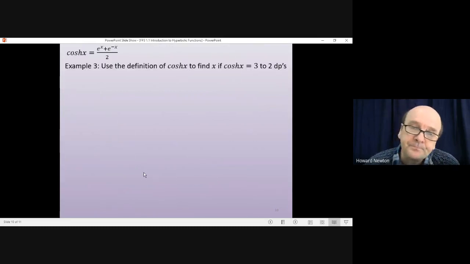Example 3, use the definition of cosh x to find x if cosh x is equal to 3. And we're asked to find that to 2 decimal places. So this time we know the answer, so we'll be saying e to the x plus e to the minus x over 2 is equal to 3. And what we want to do is create a quadratic equation in e to the x, which we'll then solve in order to find x.